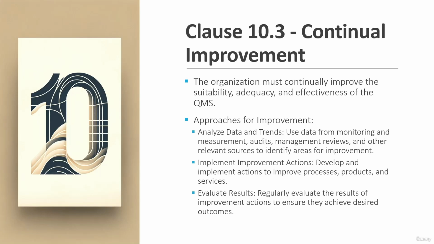Now, what are the approaches for improvement? Improvement can be done through analysis of data and trend. We have talked a lot earlier about data. So you analyze data, you look at the trends, and based on that, you might want to improve your processes or product. In addition to that, other approach could be implementing improvement actions.